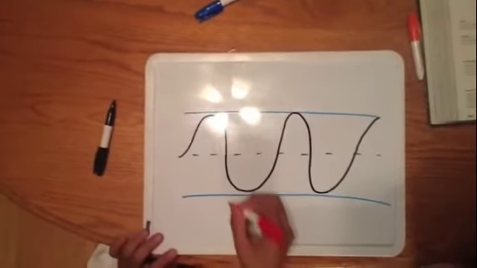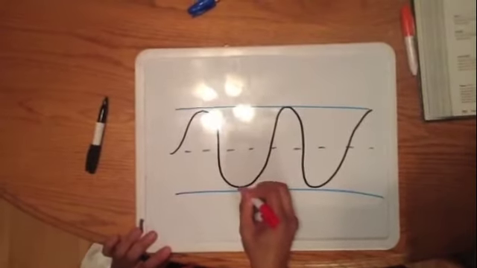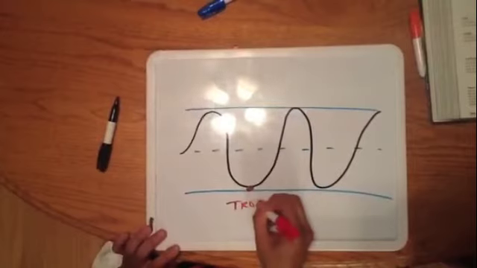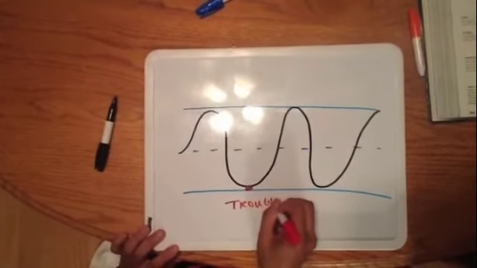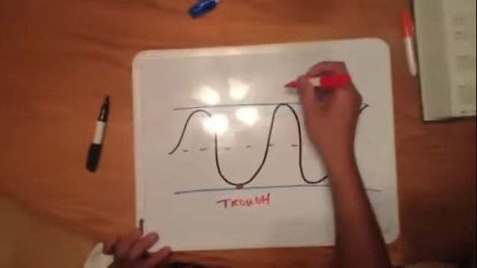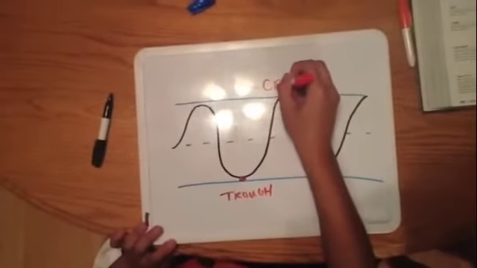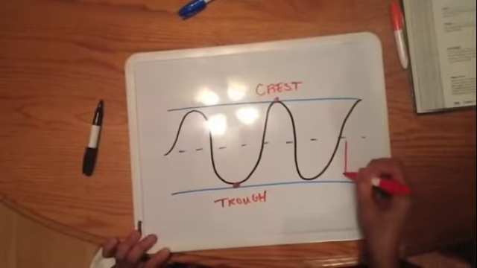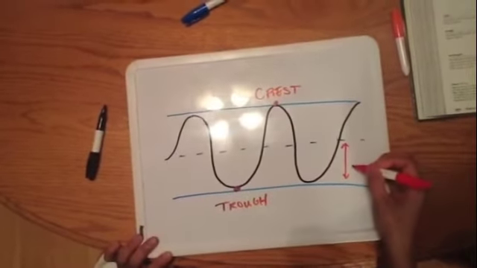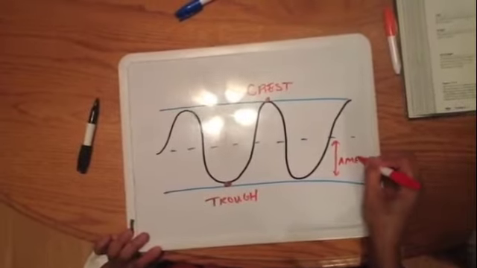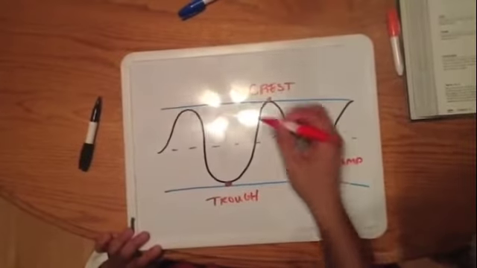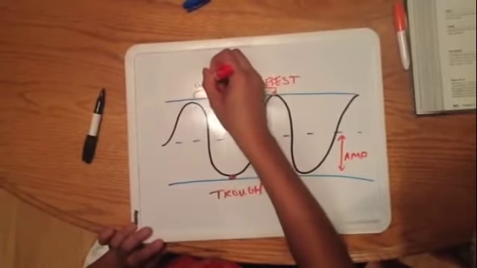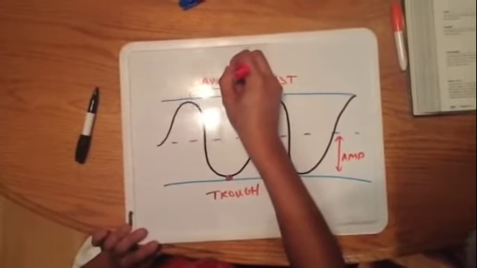The dotted line represents the equilibrium position, and the top blue line to the bottom blue line represent the displacement of each point of the wave at a time. The lowest point below the equilibrium position is called the trough. The highest point above the equilibrium position is called the crest. The maximum displacement from the equilibrium is known as the amplitude, or amp for short. And the distance from one crest to the next, or one trough to the next, is known as the wavelength.